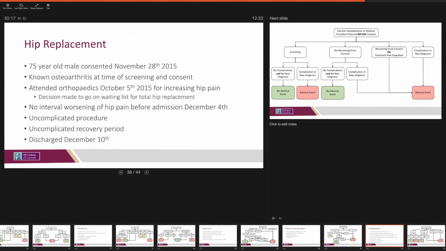He gets a phone call to say, can you come in on the 4th of December? He has not had any interval worsening of his hip pain. He goes through his procedure. He's in hospital for 5 days. It's uncomplicated. There's no issue in the recovery. And he's discharged on the date that's expected. That's important because the typical or expected duration of hospitalization was met here. There was no prolongation.